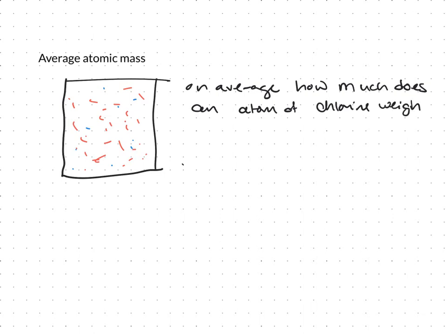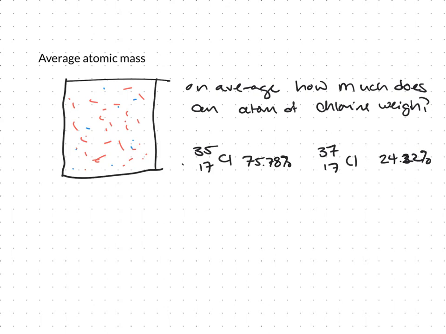If I were to pick out all of these atoms one at a time, on average, how much would it weigh? In order for us to figure this out, we need to know a couple of things. We know that chlorine has two naturally occurring isotopes: chlorine-35 and chlorine-37. 75.78% of chlorine is chlorine-35, and 24.22% is chlorine-37.